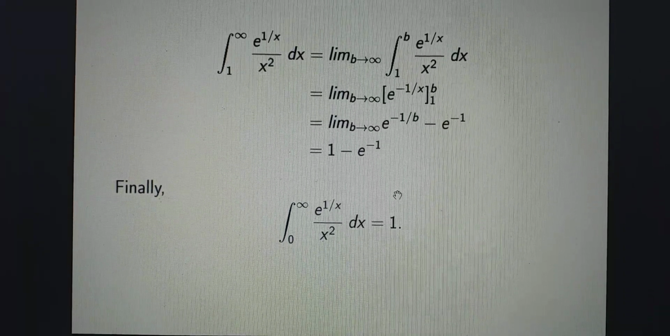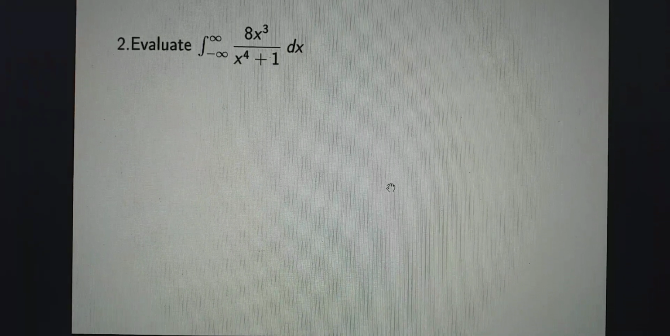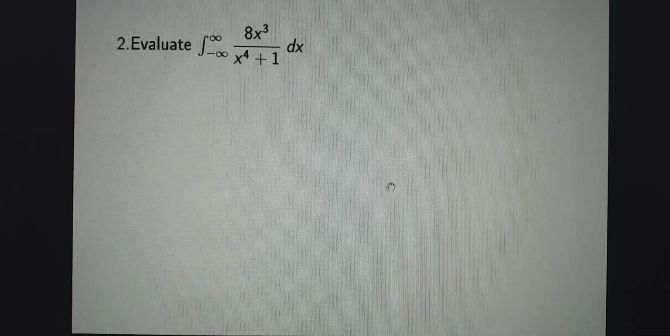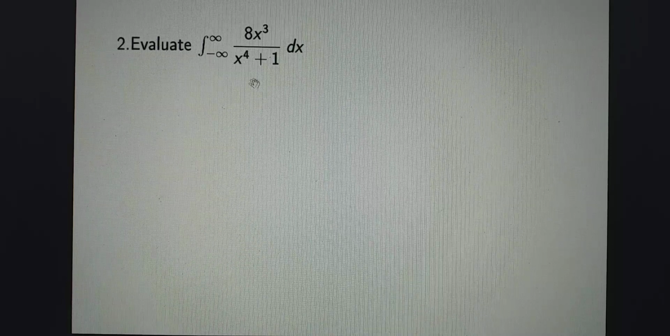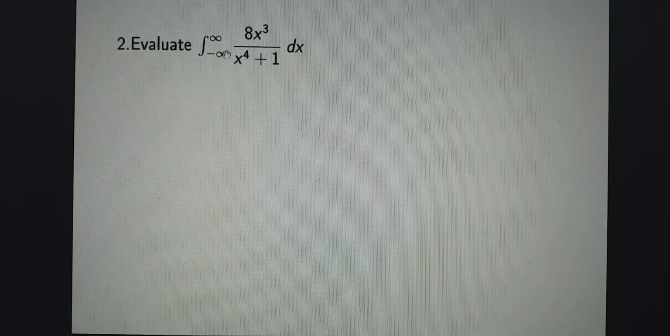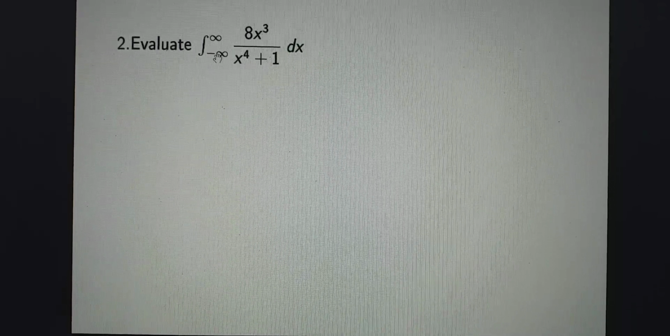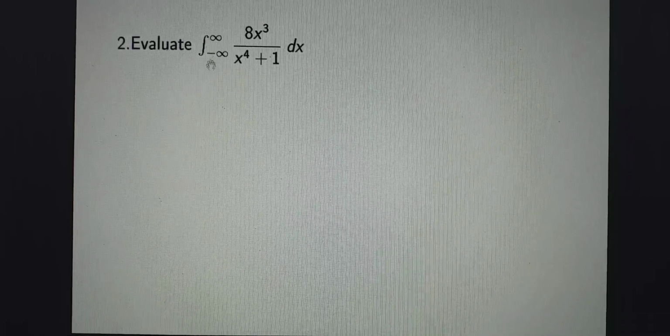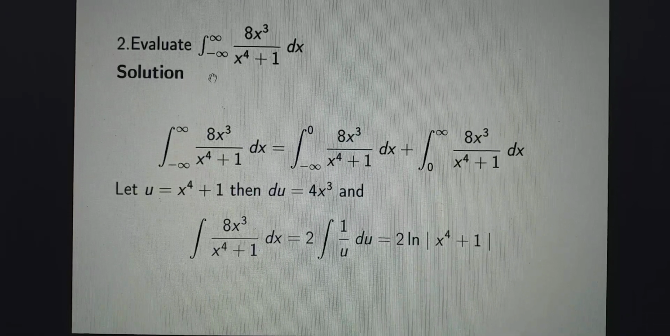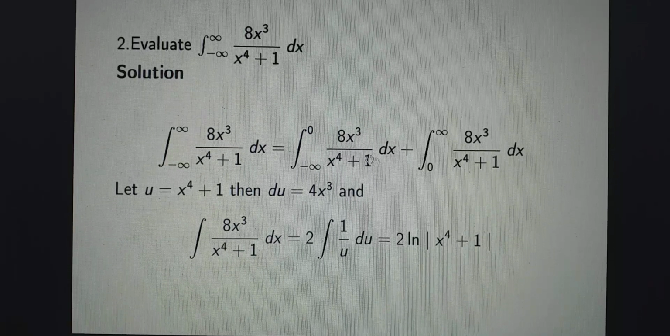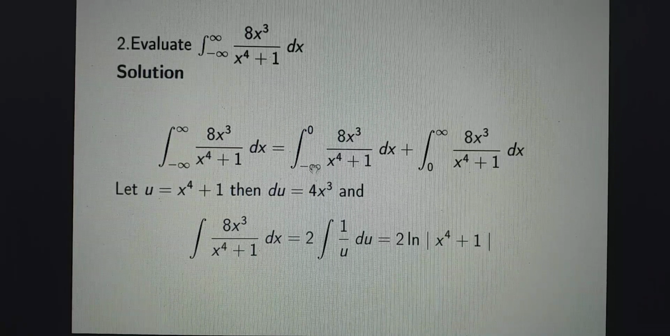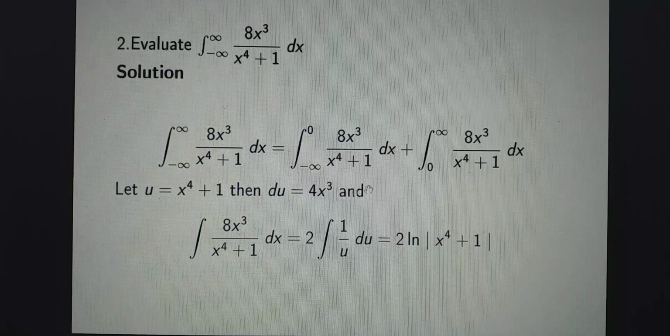Okay, now we go to the second problem. We must evaluate this integral. We see the bounds are infinity and minus infinity, so we must break it down into two parts, and we choose 0 as a bridge, and we will solve each of them.